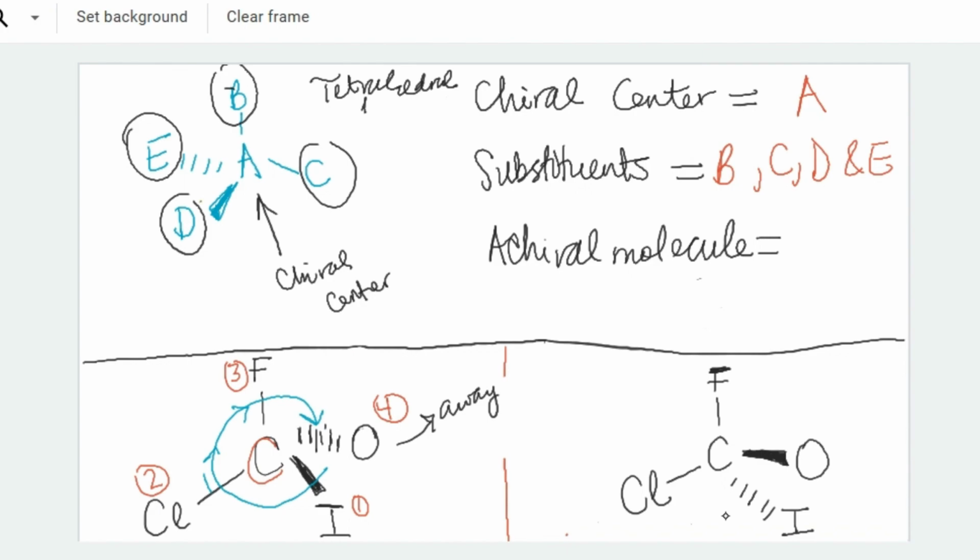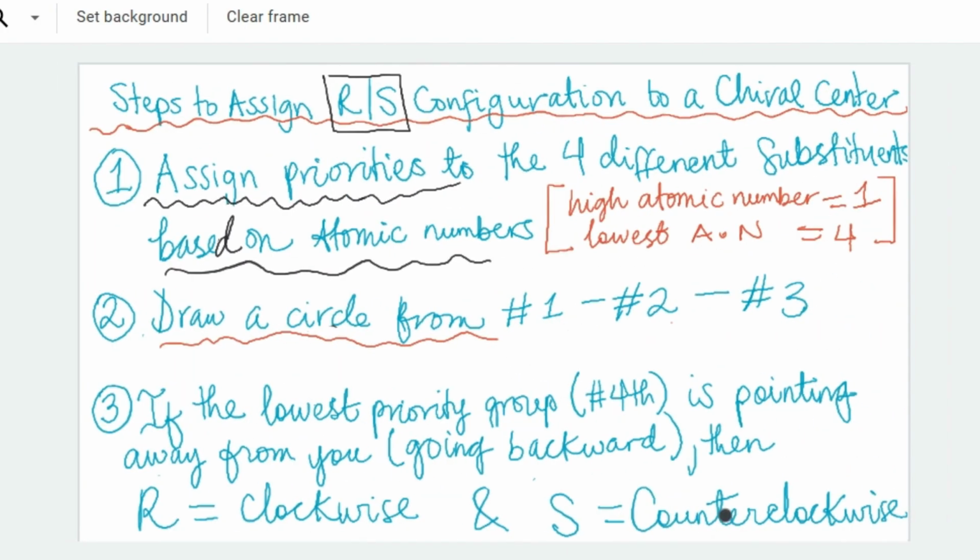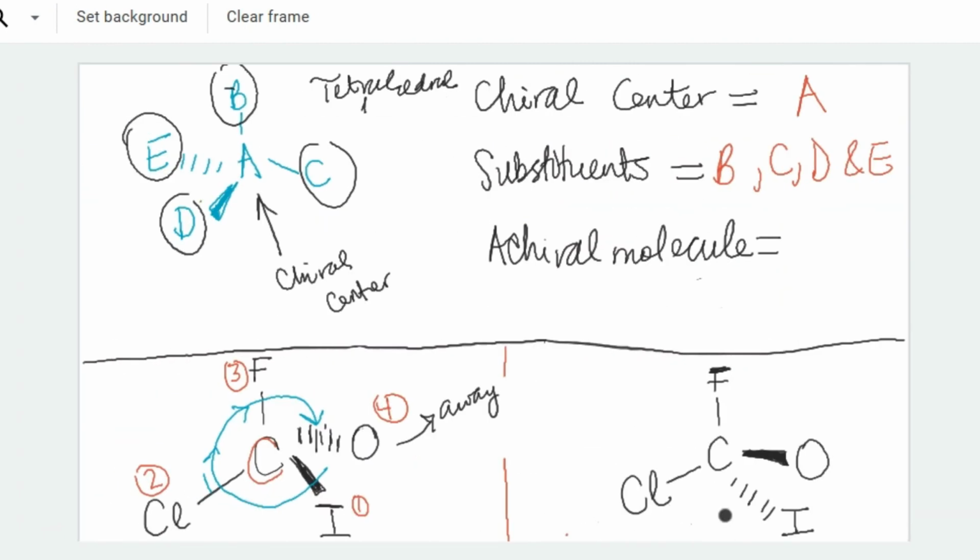In a situation like that, what they are telling you is that whenever you have clockwise it is R, whenever you have counterclockwise it is S. So now we have to check. We'll see that it was going in a direction like this. It was going this way, and this way is what you call clockwise.